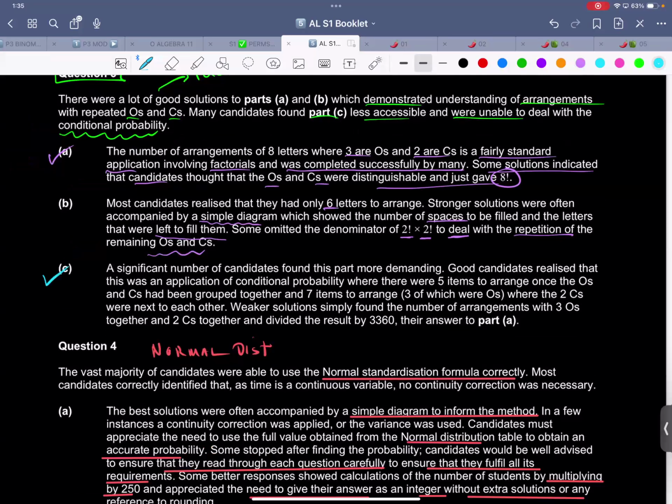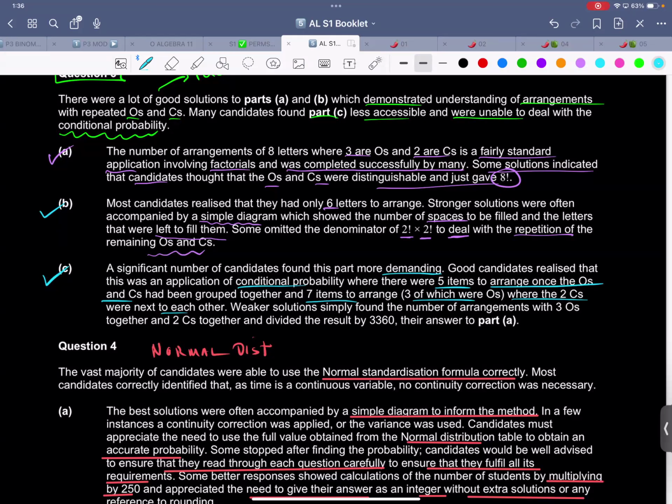Then it says a significant number of candidates found this part more demanding, the conditional probability part. Good candidates realized that this was an application of conditional probability where there were 5 items to arrange once the O's and C's had been grouped together, and 7 items to be arranged, 3 of which were O's and where the 2 C's were next to each other. Basically what we did, we first found the condition, then we found the common thing, then we divided.